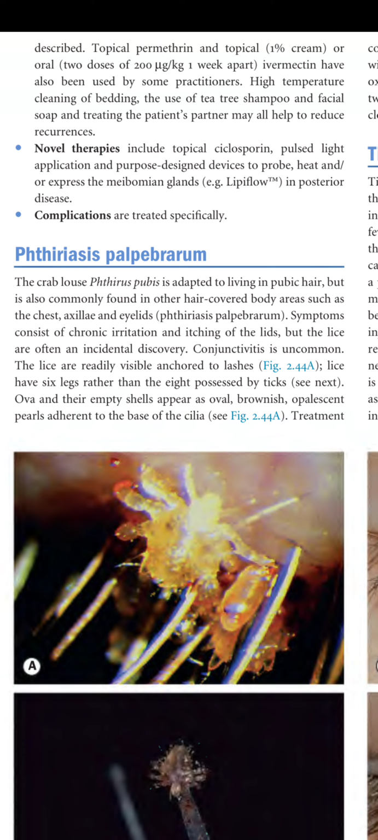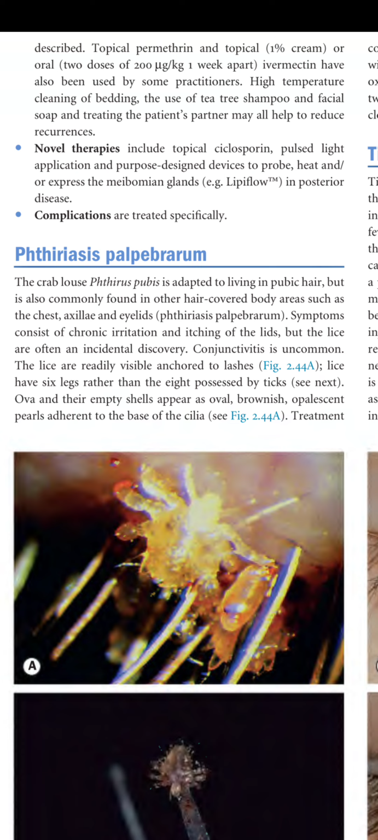Symptoms consist of chronic irritation and itching of the lid, but the lice are often an incidental discovery. Conjunctivitis is uncommon. The lice are readily visible, anchored to the lashes. Lice have 6 legs rather than 8, as possessed by the tick. Ova and empty shells appear as oval, brownish, opalescent pores adherent to the base of the cilia.